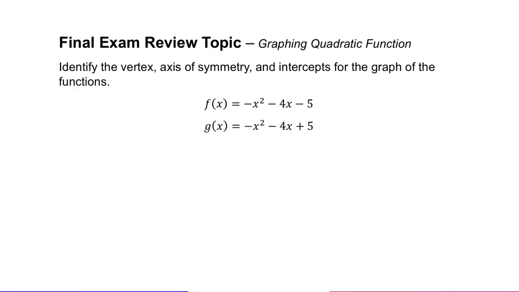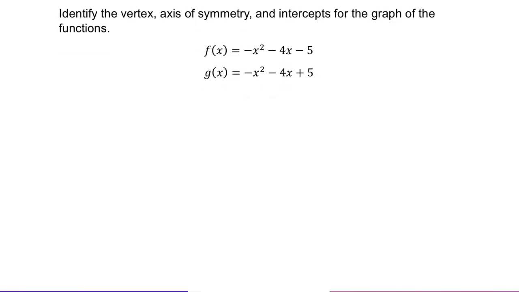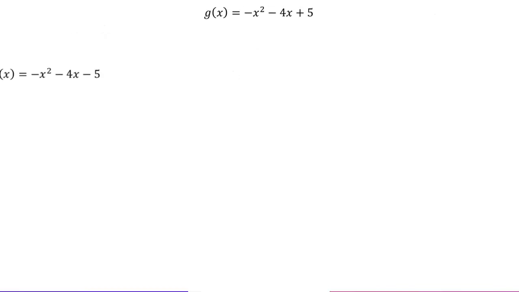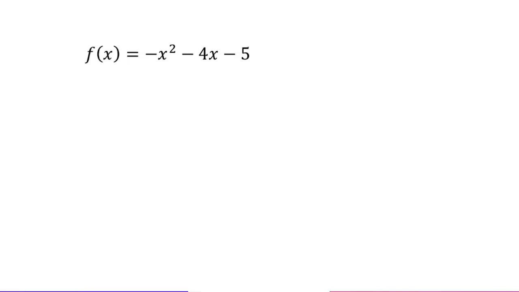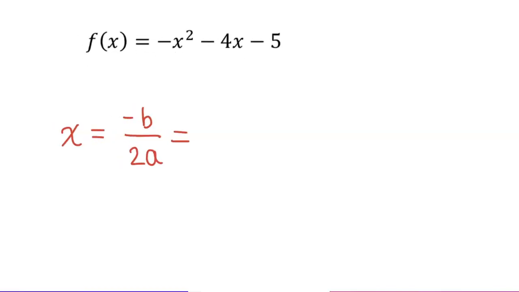So I have two prepared here for you, f of x and g of x. Let's work with f of x first. Let me copy this over here. And we are finding the vertex, okay? Write the vertex formula that we have: x equals negative b over 2a. This will give us the x-coordinate of the vertex.